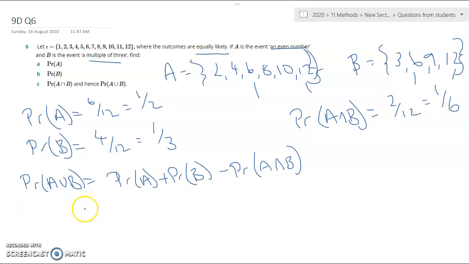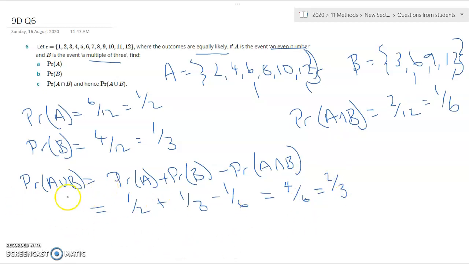So the probability of A union B is equal to a half plus a third minus a sixth. Find a common denominator of a sixth. So you've got 3 on 6 plus 2 on 6 is equal to 5 on 6 minus 1 on 6 is equal to 4 on 6, which is 2/3.